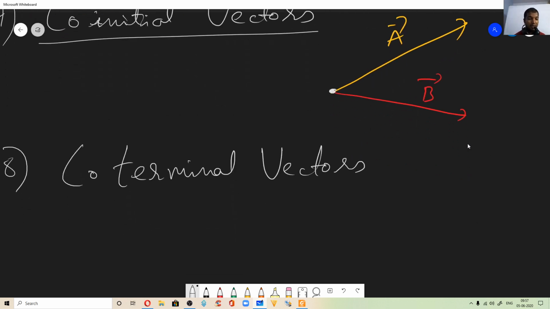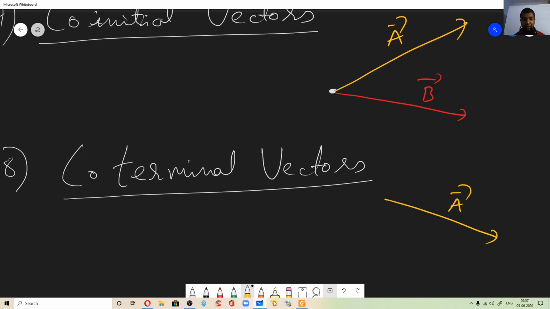Then co-terminal vectors. Again easy, say this is vector A and this is vector B. Now if they have the same tip, if the tips of these two or more vectors, you can take 3, 4 or more than that also, are meeting, then we'll call them co-terminal vectors.